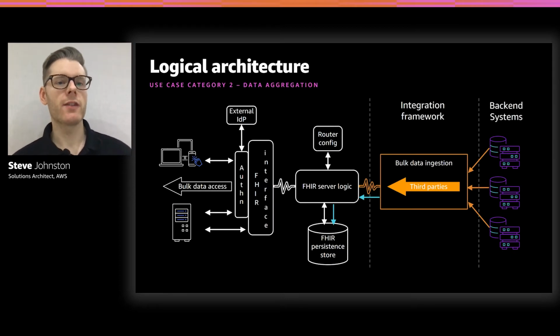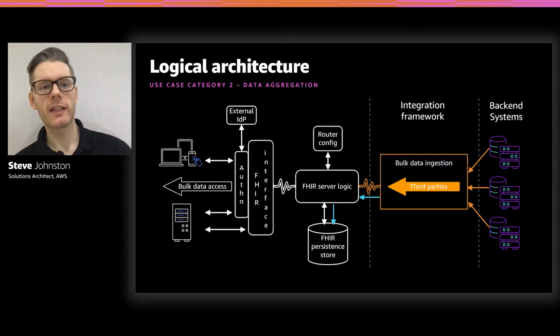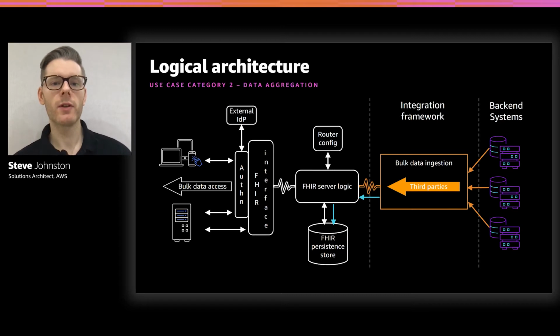Building on that, we have this second use case category, which is called data aggregation. So this is about building a basic FHIR server, but it also includes a means for bulk ingestion of data from multiple systems. The right-hand side shows existing medical systems of record, and then in between the dotted lines shows the integration framework. The integration framework is what enables third parties like you, the customer or the partner, to build transforms. These transforms would be responsible for retrieving the data from those systems, transforming that data into FHIR, and then sending the payload through to the FHIR server for validation and for persistence.